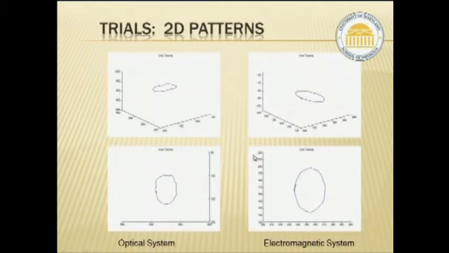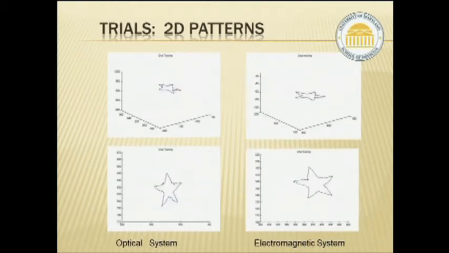In terms of the oval, you'll see this is the optical system on the left, the electromagnetic system on the right. To avoid bringing video, we didn't show it, but the top two are 3D representations. So on our screen, you could see it, turn it in whatever fashion that you wanted. But they were, again, correlated very well. Same is true with the star.